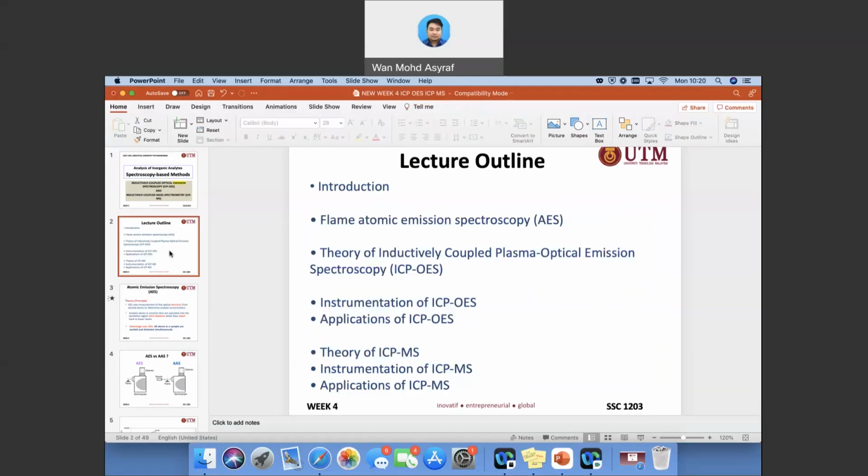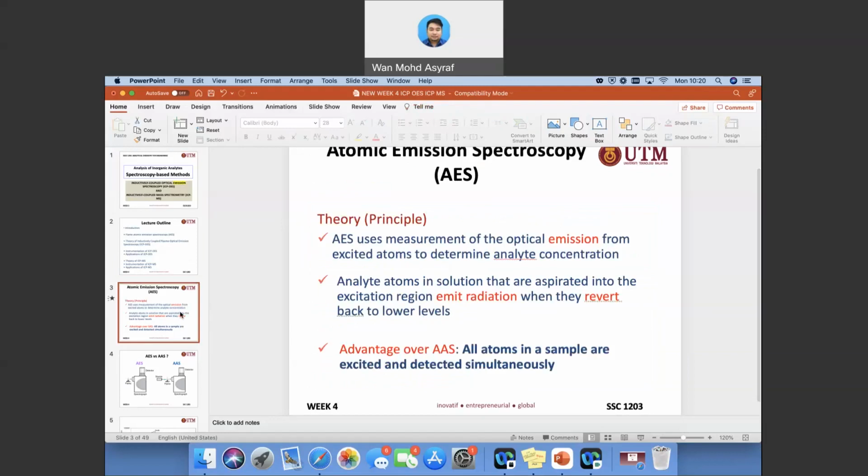So moving on, now we are going to look at what is flame atomic emission spectroscopy, and then the theory of ICP-OES, the instrumentation, and then the theory and instrumentation of ICP-MS. All right. So atomic emission spectroscopy. The theory, the principle is what I have explained before.